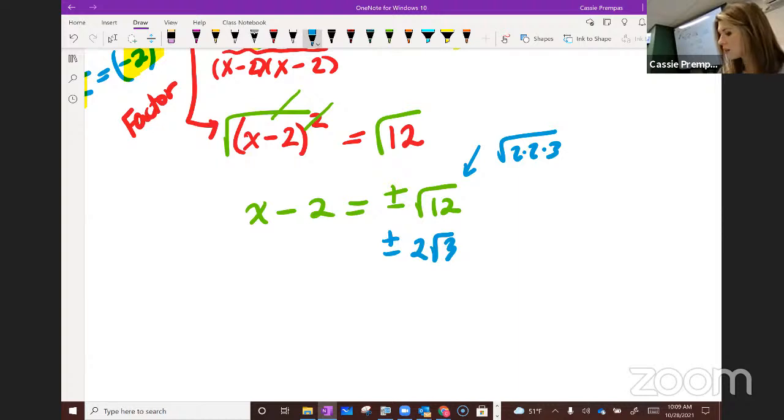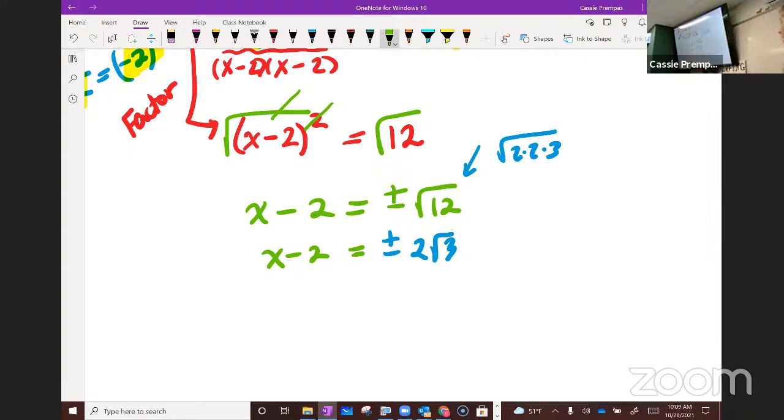So now we have x minus 2 is equal to plus or minus 2 root 3. There's one final thing we have to do. Tamikio. What, 6 times 2, and then 6 is 2 times 3, right?